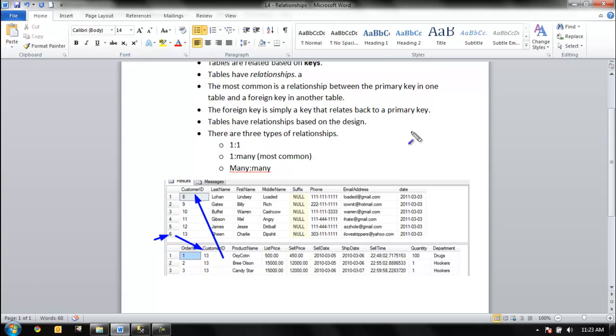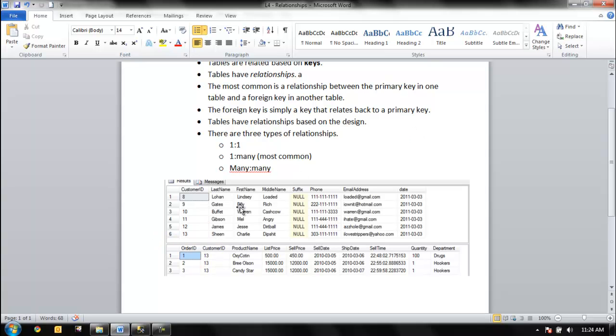Now, these tables have relationships based on the design of your database. There are different types of relationships. There's a one-to-one. There's a one-to-many, which is the most common. And there's a many-to-many. The one I only want to touch on here is the one we're talking about, a one-to-many.